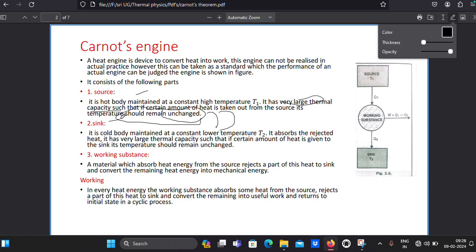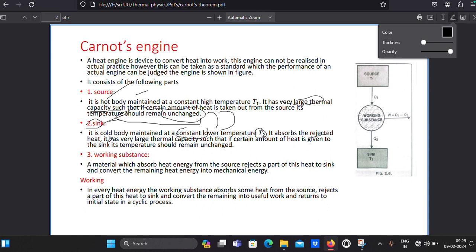Sink is a cool body maintained at a constant lower temperature. Source means a hot body, sink means a cold body, and it maintains a constant lower temperature. Let its constant lower temperature be T2 Kelvin. It absorbs rejected heat, so the sink can absorb the heat given by the working substance. Rejected means it absorbs, it takes.